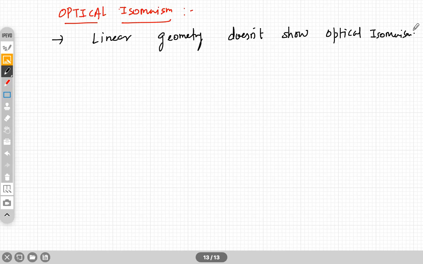Could you just repeat that? Tetrahedral geometry shows optical isomerism if all the four ligands are different. If any two are the same, optical isomerism is not possible, because only when four ligands are different do we not have any plane of symmetry. Okay, next slide down.